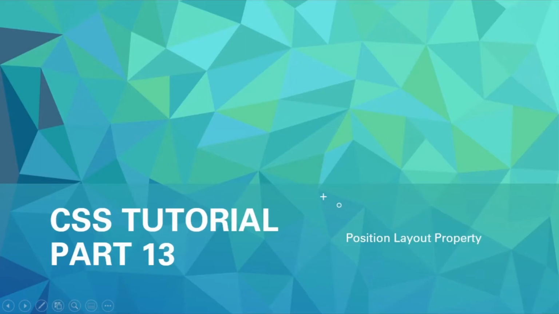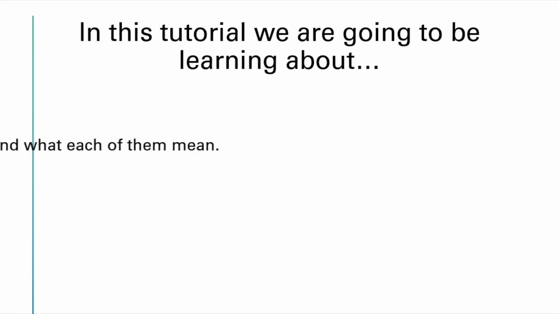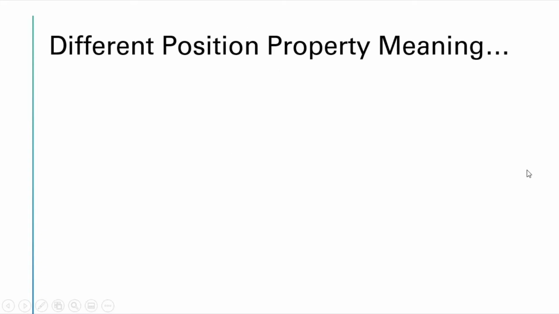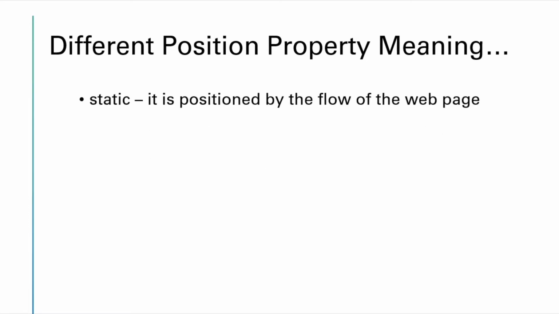In this tutorial we're going to be learning about the position layout property and what each of the different position values means. So for the first one, static, it is positioned by the flow of the web page.